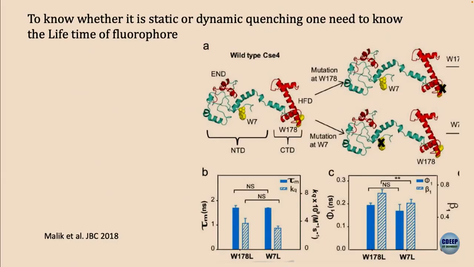Where is the quenching rate higher, look at the axis here. No, this is 178L. So only the tryptophan present is here W7, here the present is 178. So this is from C terminus, this is from N terminus.